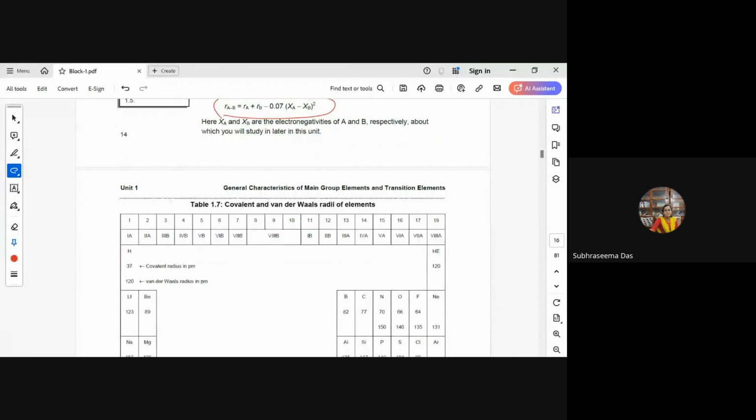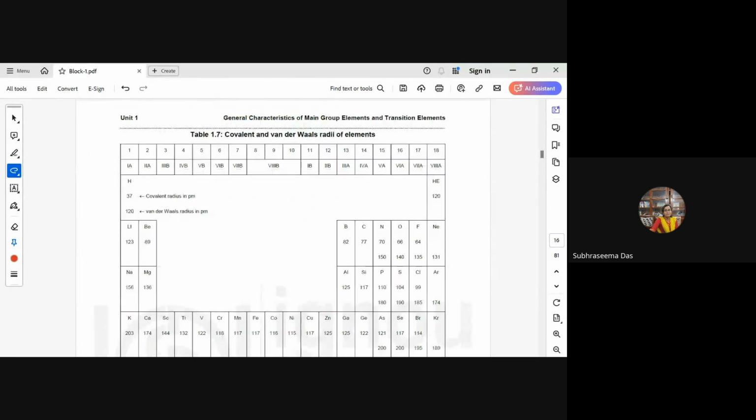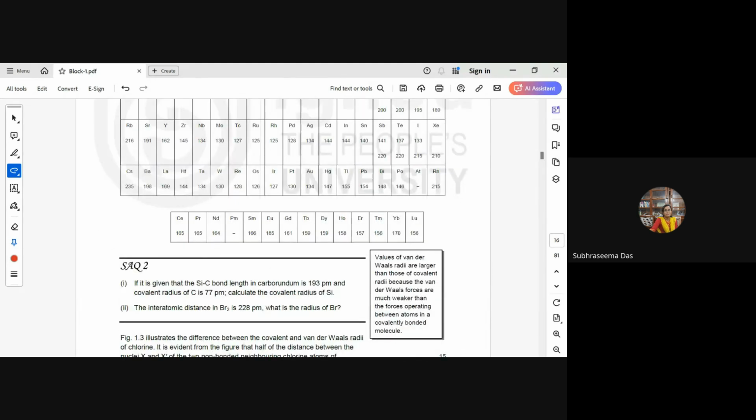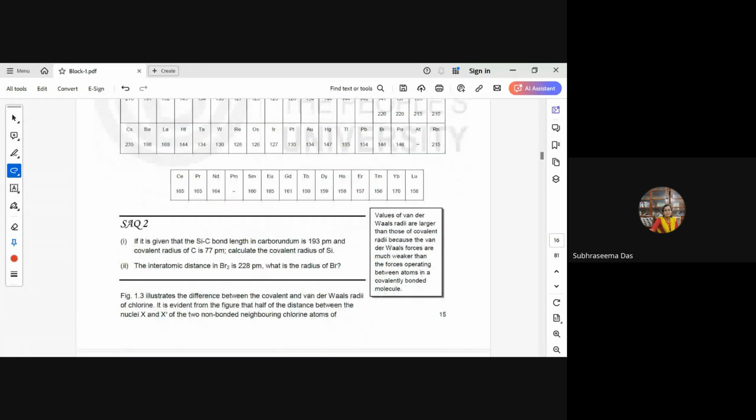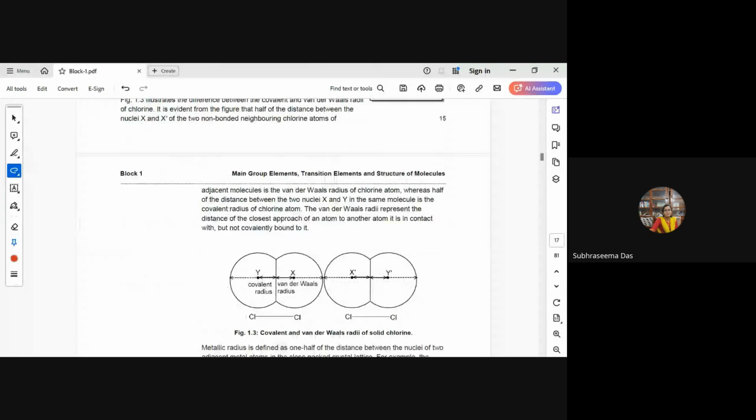Now, in table 1.7, various covalent and van der Waals radii of different elements have been listed. You can find that the covalent radius is in pm and the van der Waals radius is also in pm. Here pm indicates picometer. Most of the radii that we will come across have the unit pm. Now, here is a question for you that you will solve.